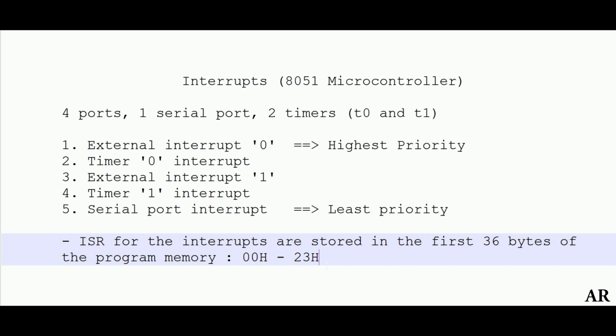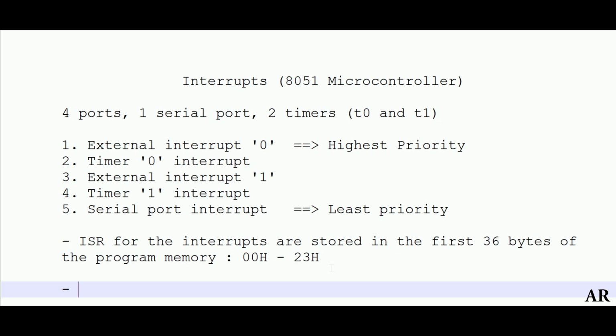Now these interrupts, once they are generated, what happens to your entire program flow? You are well aware that whenever an interrupt is generated and the microprocessor accepts it, it transfers the content of the program counter and the flag onto the stack.